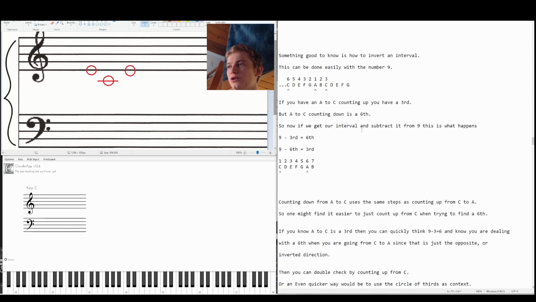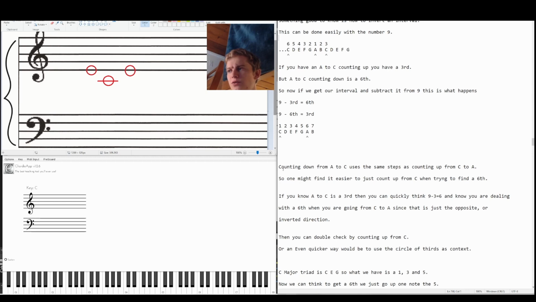So now if we get our interval and we subtract it from the number 9, this is what happens. We get our 9, we subtract our third, and that gives us a 6th. So as you can see, to invert the interval, we just subtract from 9. Again, if we have our number 9, and we subtract 6 from that, so we go 9 minus 6, then it gives us a third. So we have a 6th, we want to invert it, take 9 minus 6, it gives us 3.